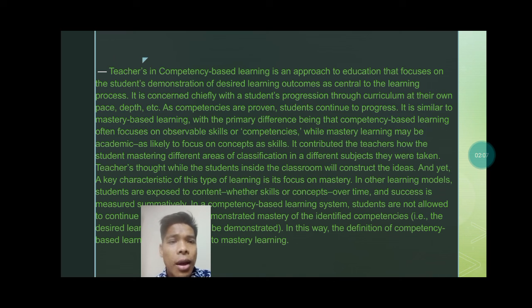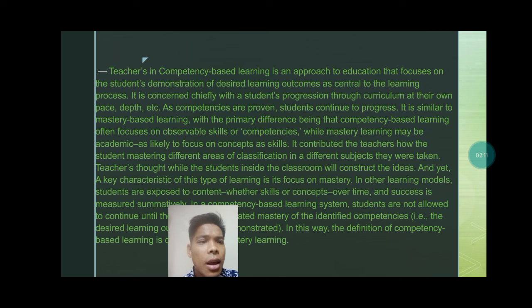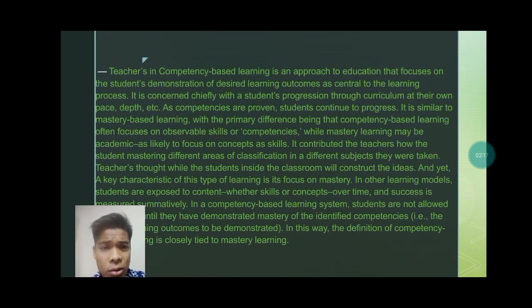For example, the desired learning outcomes are to be demonstrated in this way. The definition of competency-based learning is closely tied to mastery learning.